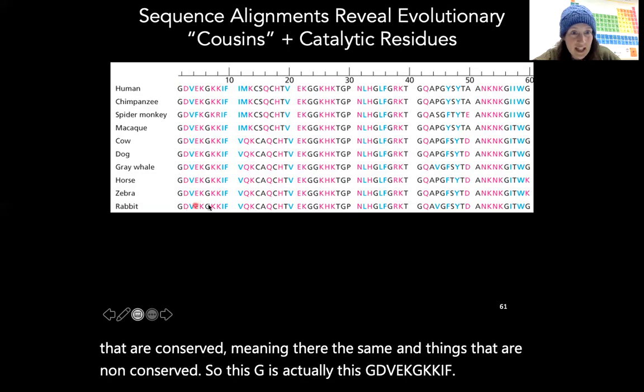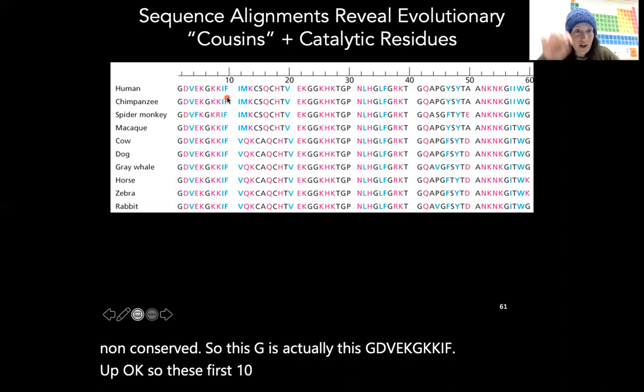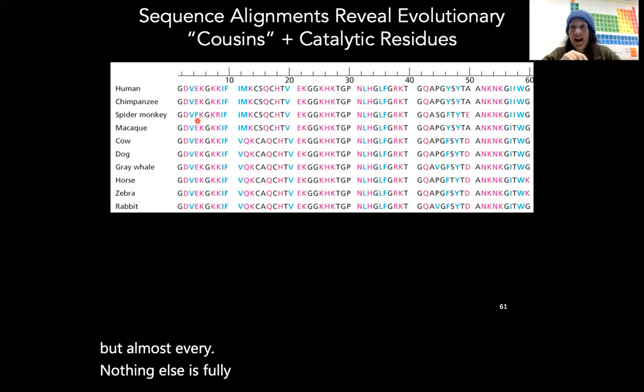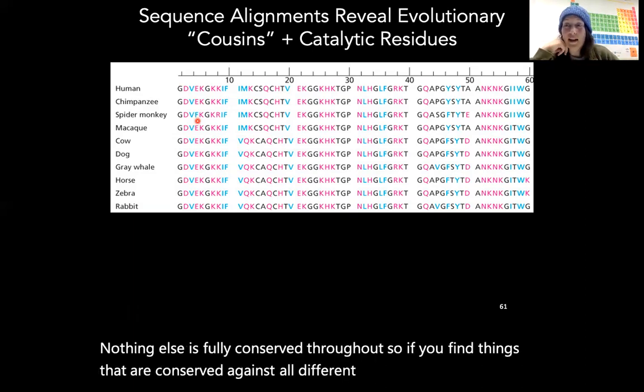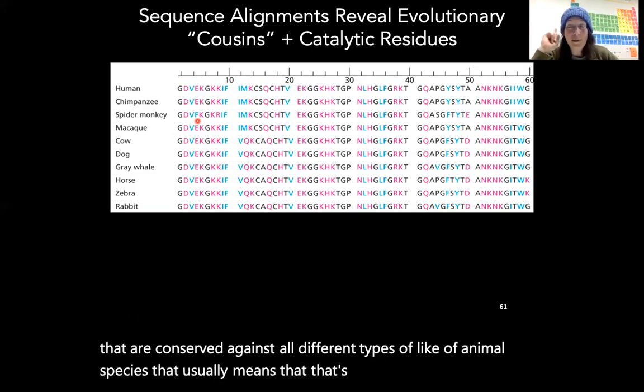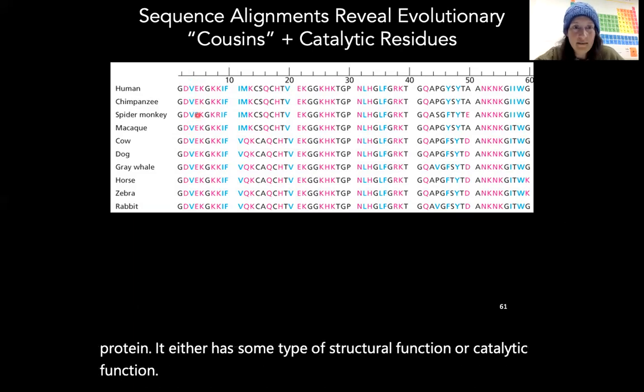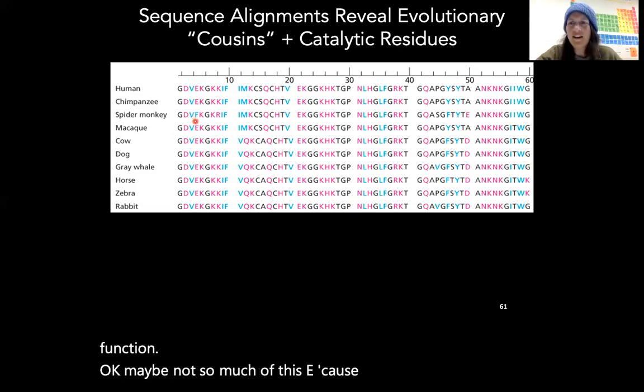Okay, so these first 10 residues are conserved. Oh, wait, except for right here, this one's a phenylalanine instead of the E there. But almost everything else is fully conserved throughout. So if you find things that are conserved across all different types of animal species, that usually means that's an important part of that protein. It either has some type of structural function or catalytic function. Okay, maybe not so much this E because it's mutated to a phenylalanine.